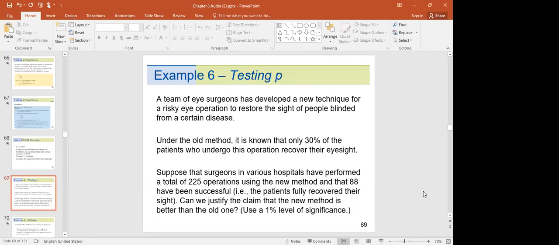So let's do this example. A team of eye surgeons has developed a new technique for a risky eye operation to restore the sight of people blinded from a certain disease. Under the old method, it is known that 30% of the patients who undergo this operation recover their eyesight. Suppose that surgeons in various hospitals have performed a total of 225 operations using the new method and that 88 have been successful. Can we justify the claim that the new method is better than the old one? Use 1% level of significance.